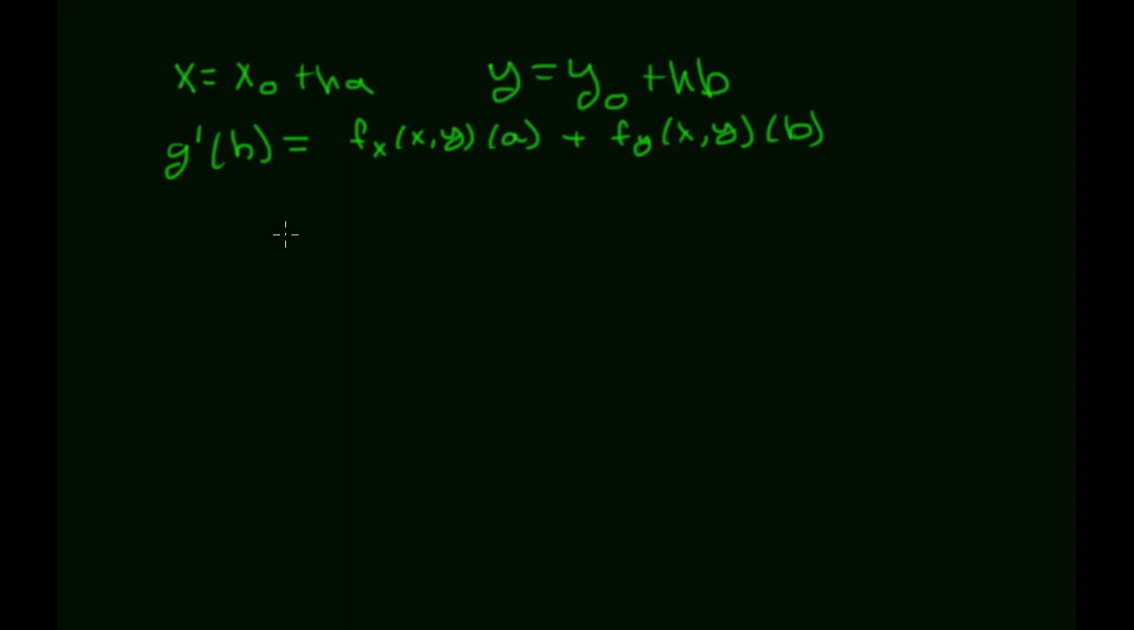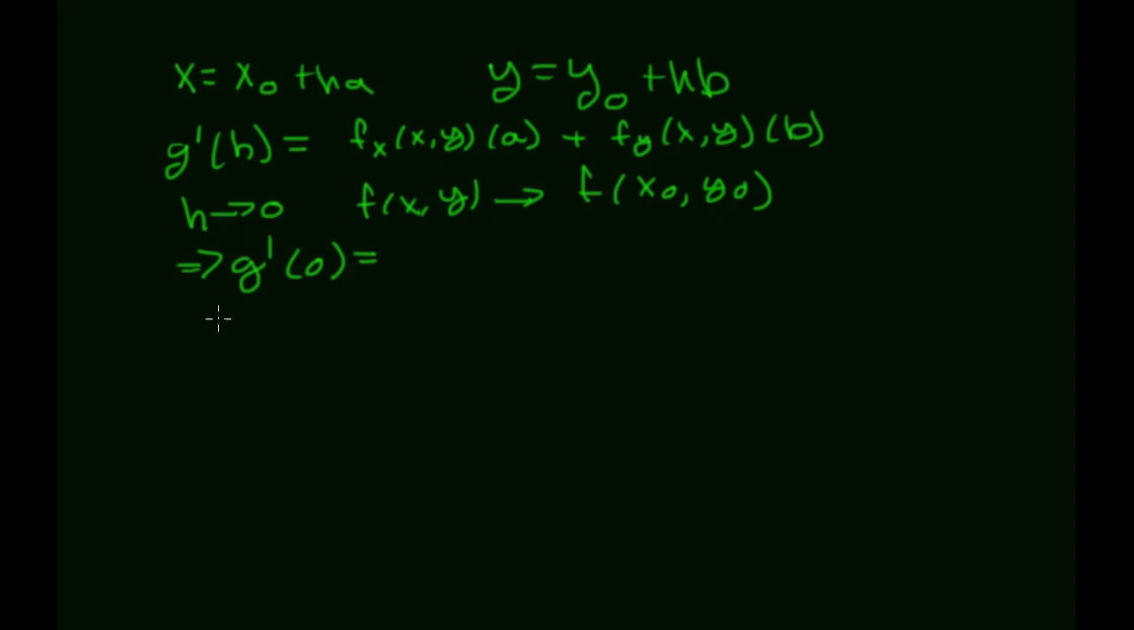So if I let h go to 0, then f of x, y is going to be f of x null, y null. That's going to happen. And g prime of 0 should be the partial of f with respect to x at x null, y null, times a, plus the partial of f with respect to y at x null, y null, times b, okay?